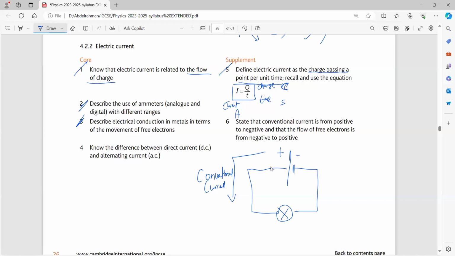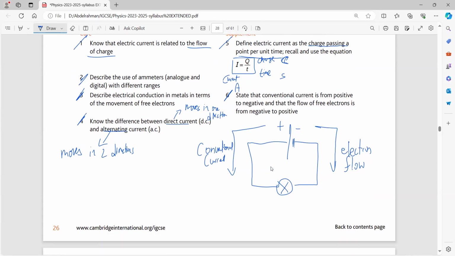It's just the current. If I ask you to draw the direction of the electron flow, the electron flow will flow this way. Okay, electron flow from the negative to the positive. But the conventional current, or the current, always moves from the positive end to the negative end. Okay, definitely the difference between alternating current and direct current. The alternating current moves in two directions. Direct current moves in only one direction.